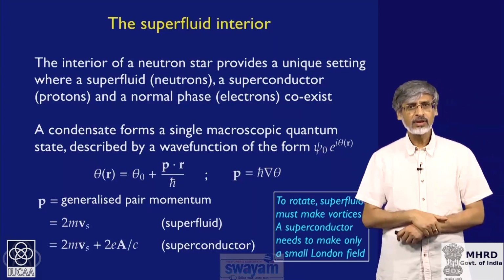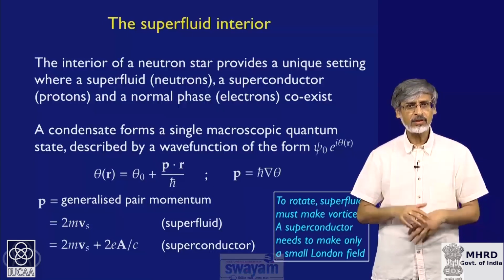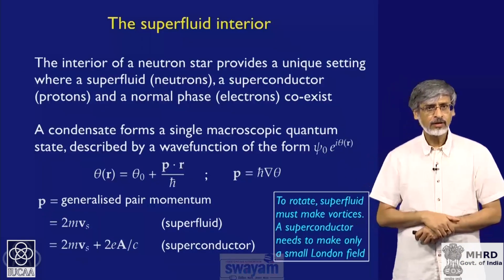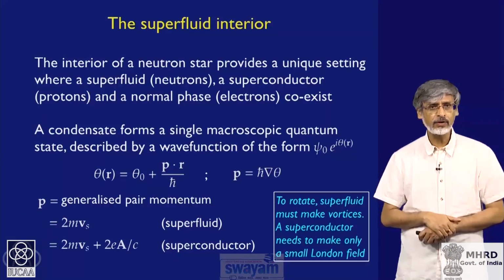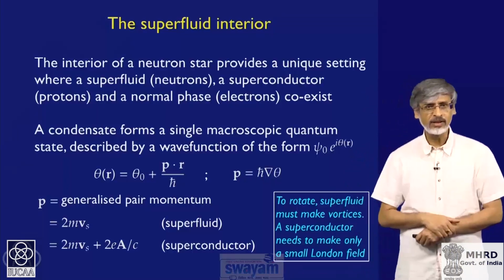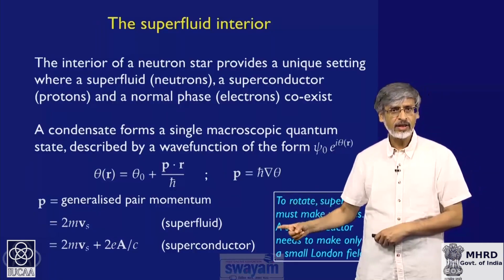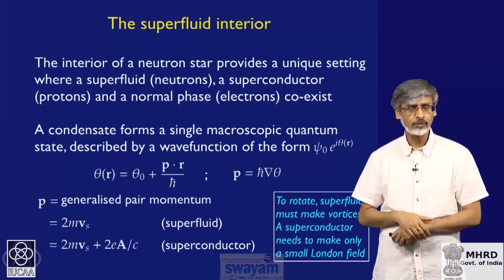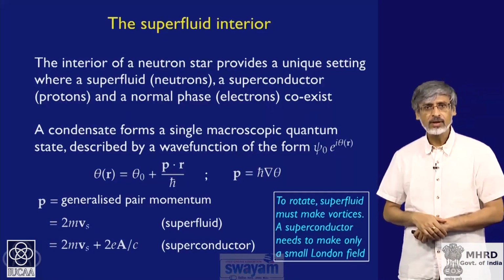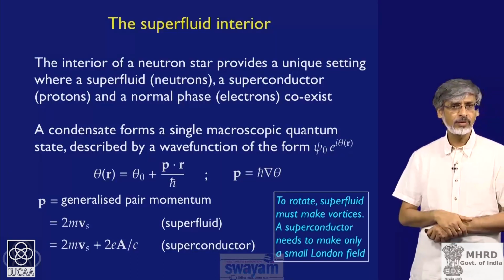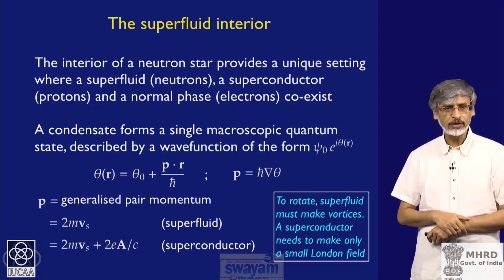And it is well known that in a quantum phase like this, a superfluid cannot carry rotation. On the other hand, the neutron star is rotating. The only way the superfluid can carry rotation is by creating singularities within it, which are called vortices, with each vortex carrying a certain quantum of vorticity. So, to rotate, a superfluid must make vortices. A superconductor does not need to make a vortex to participate in rotation.